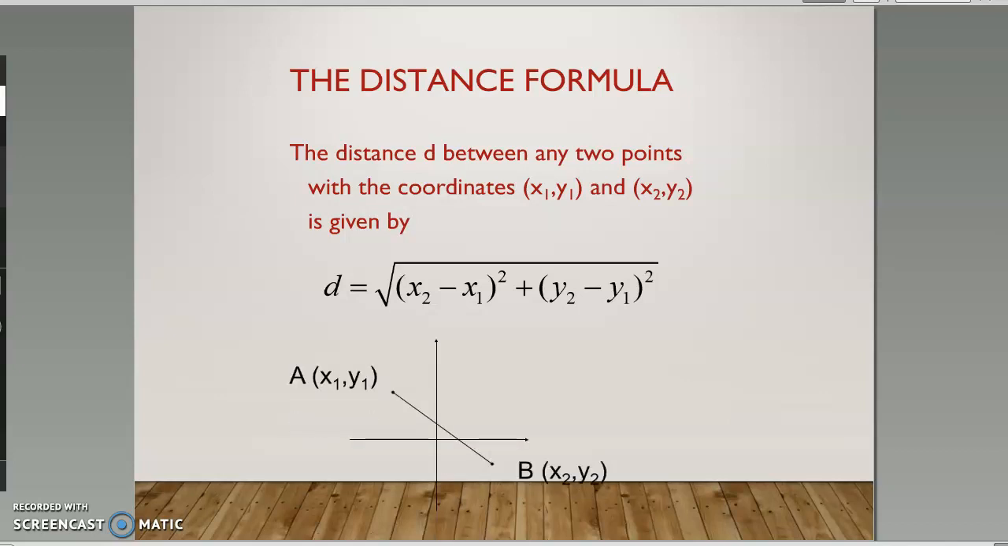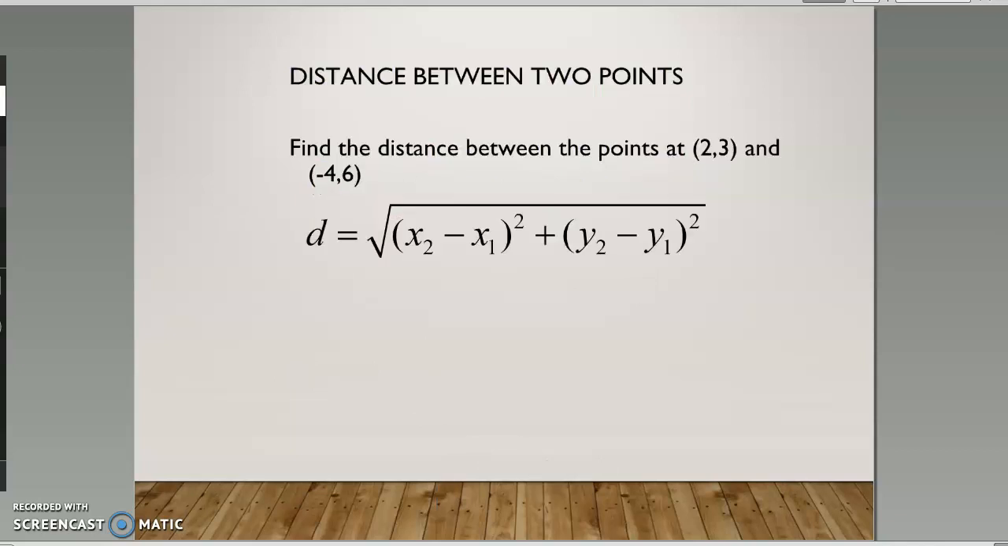And that's an example. We're going to do an example really quick. The distance between two points, (2, 3) and (negative 4, 6). Just for the sake of clarity, that's my first point, and that's my second point.